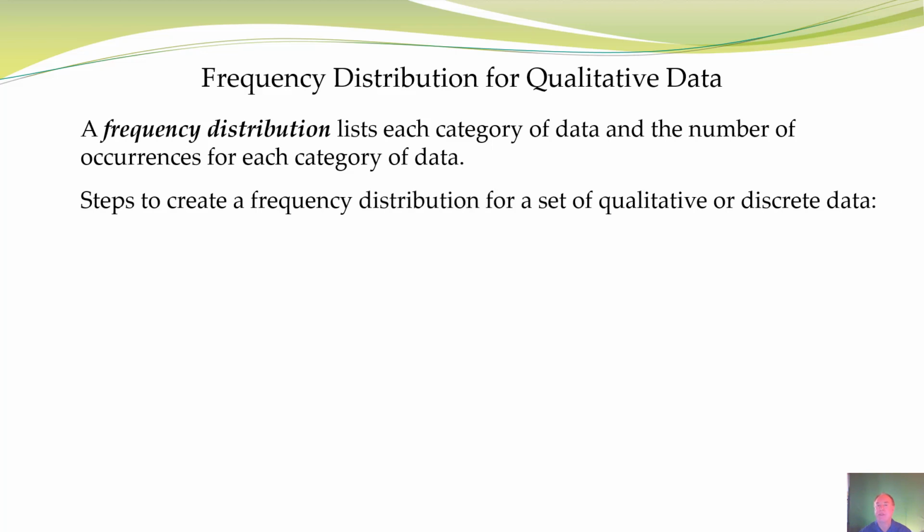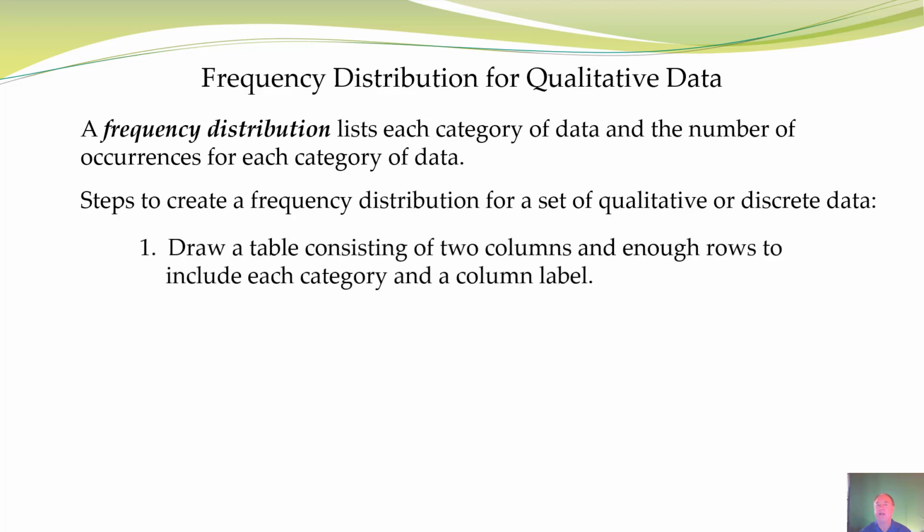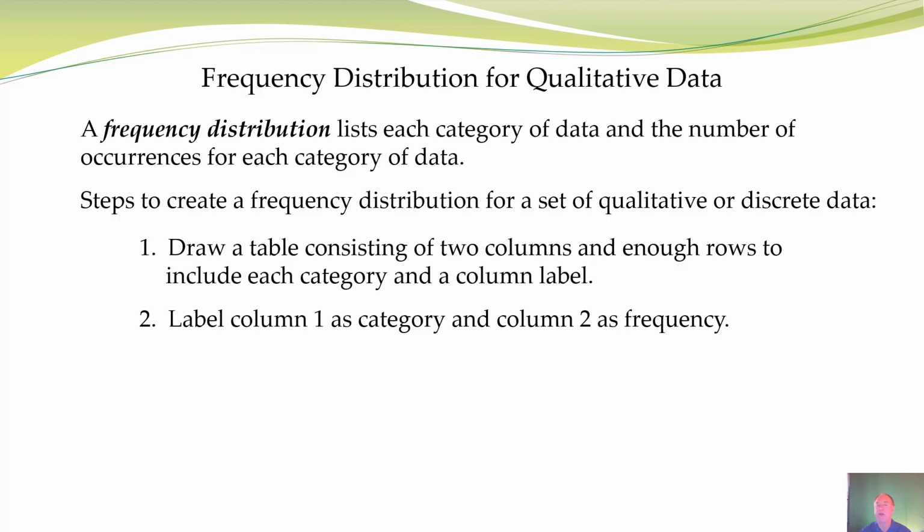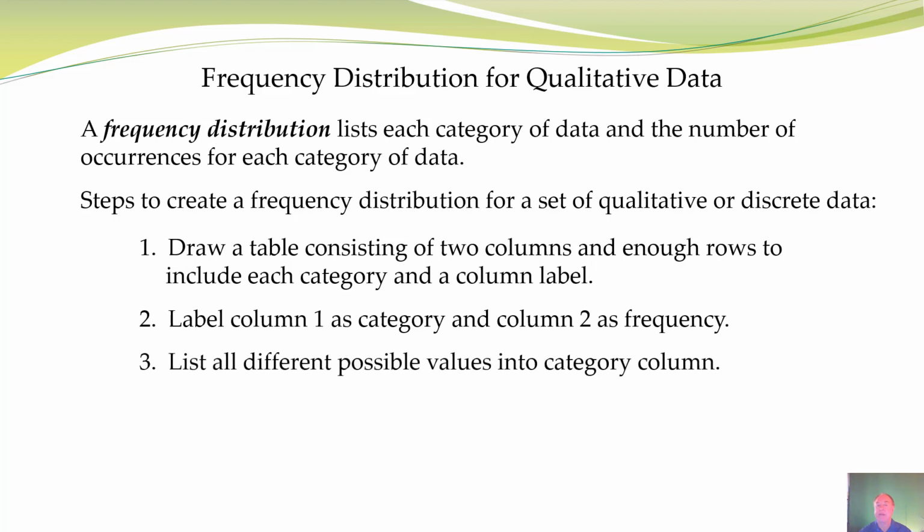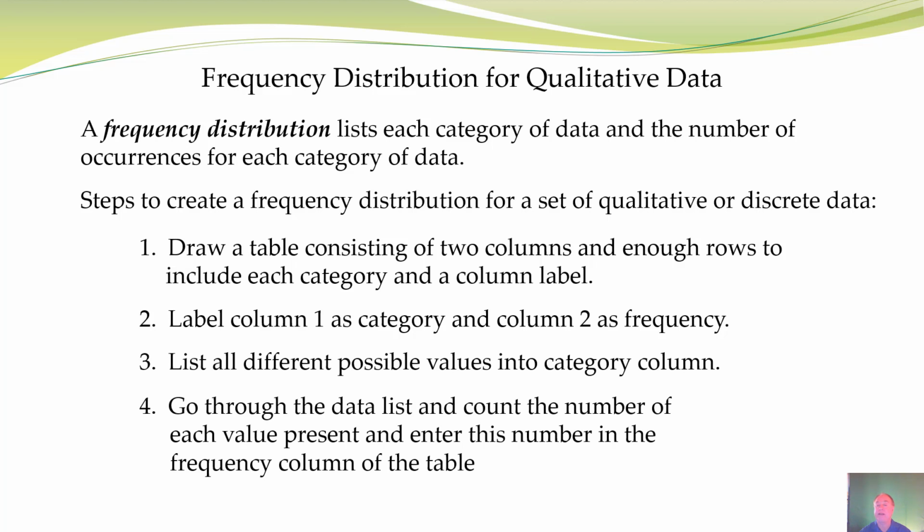Steps to create a frequency distribution for a set of qualitative or discrete data. Step 1. Draw a table consisting of 2 columns and enough rows to include each category and a column label. Step 2. Label column 1 as category and column 2 as frequency. Step 3. List all different possible values in the category column. Step 4. Go through the data list and count the number of each value present and enter this number in the frequency column of the table.